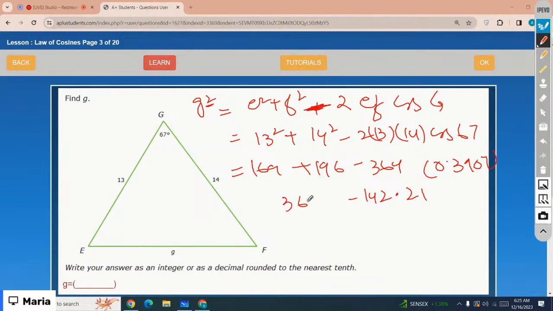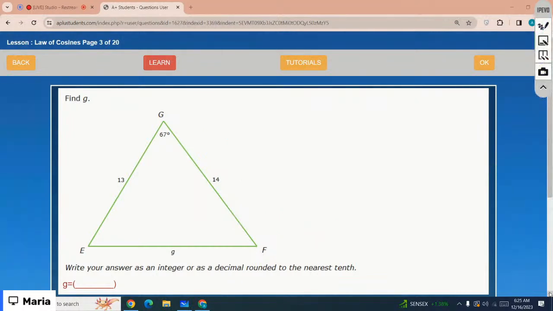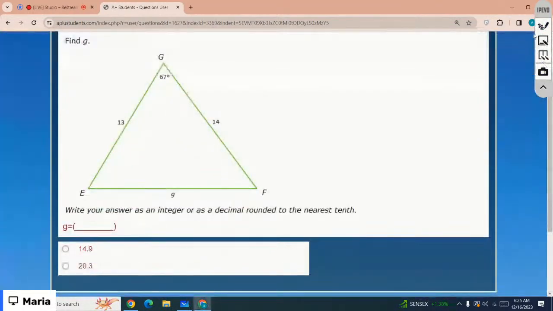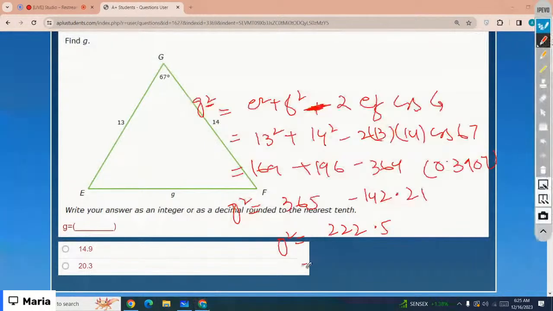So just subtract and then you have to square root the value. So 365 minus 142.2, that is 222.5, right? Just square root the value, that is square root 222.5, that is 14.9. Hopefully now I will get the correct one. Yes, that is 14.9. See, finally I have the correct option. The square root is 14.9, right? Finally I got the correct answer, that is 14.9. Got it?